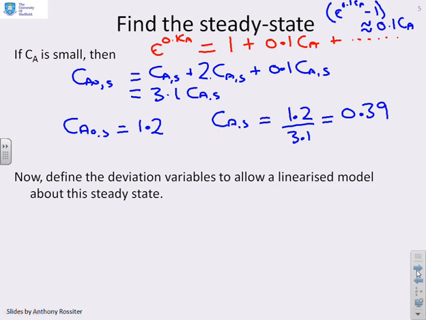Next, we put in our deviation variables. Now, whether you really need them here, because we've simplified the model to a linear model, is debatable, but it's good practice to do this anyway. So CA dash equals CA minus CAS, and CA0 dash equals CA0 minus CA0S. So there's our standard deviation variables, and what we can do is plug those into our original differential equation and see what we get. So we're going to do that on the next page.